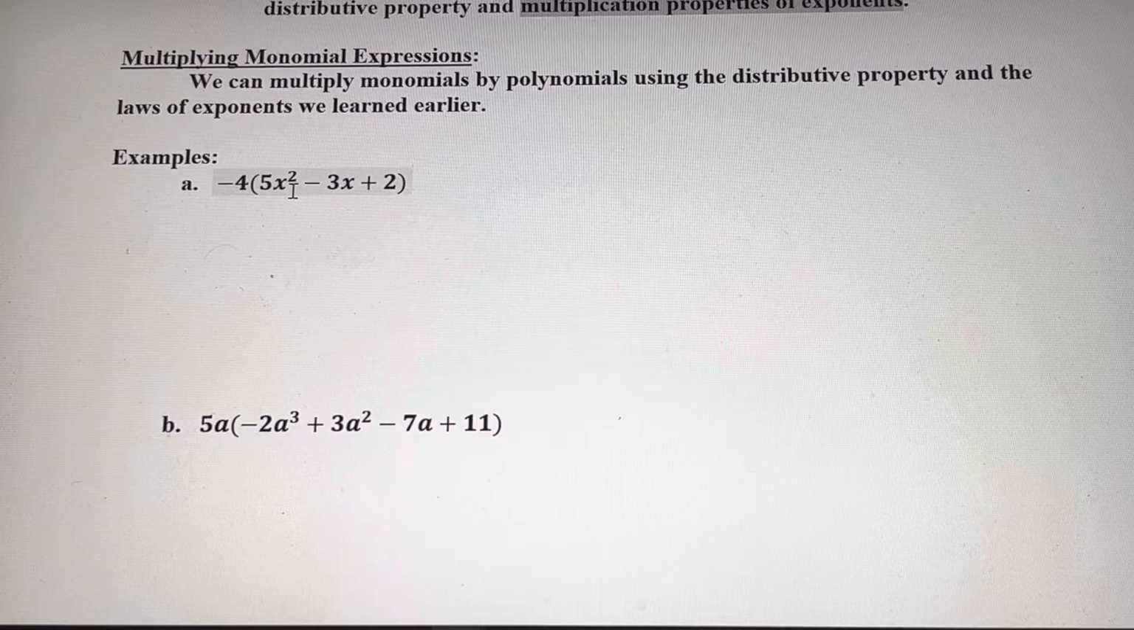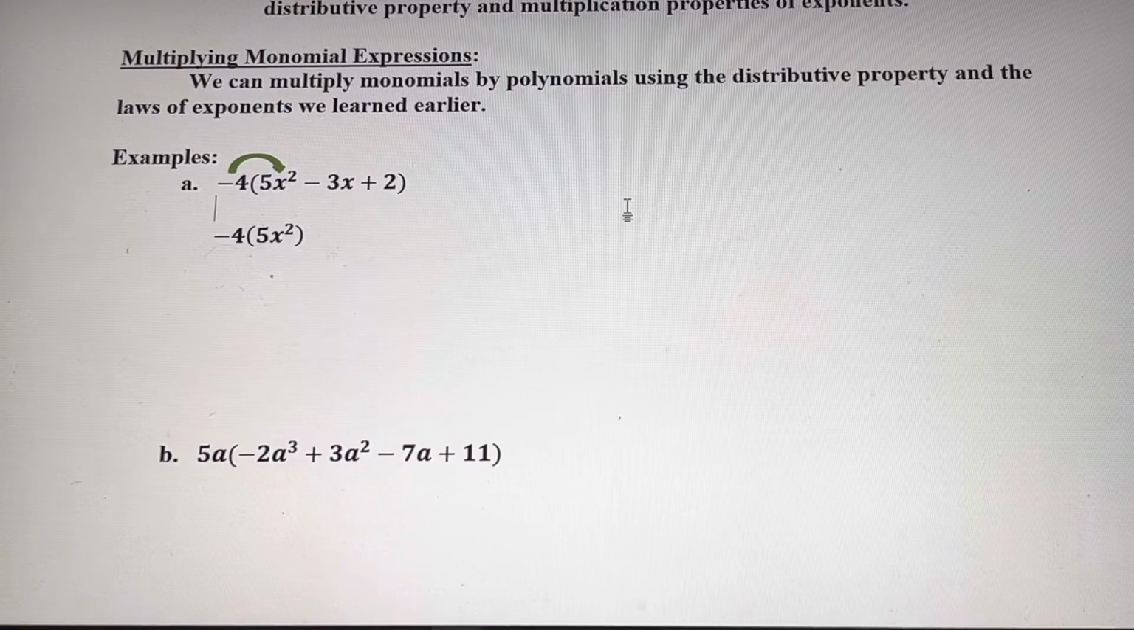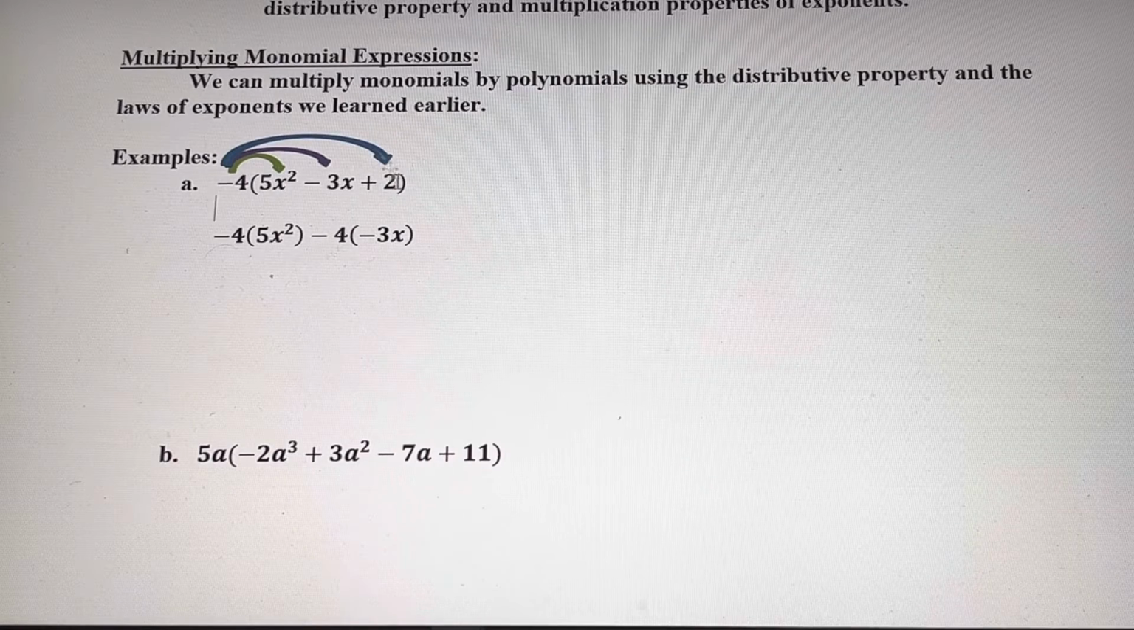That's called a quadratic or a second degree trinomial here with 5x squared as our first term, okay? So we're going to multiply the -4 times every term in this trinomial. Okay, so we're going to multiply -4 times 5x squared. We're going to multiply -4 times -3x. And we're going to multiply -4 times +2. Okay, so then it's just a multiplying problem.